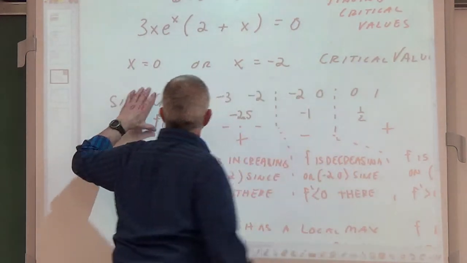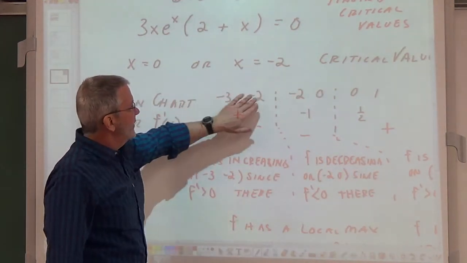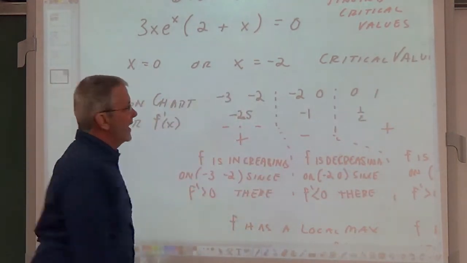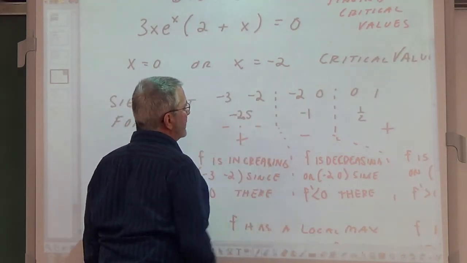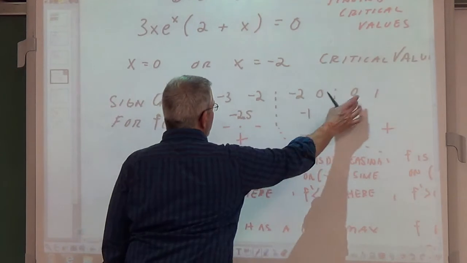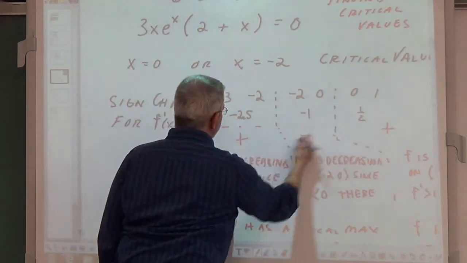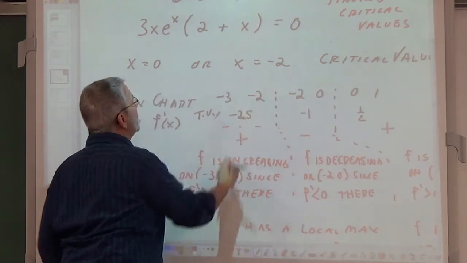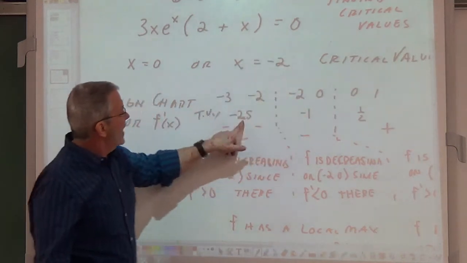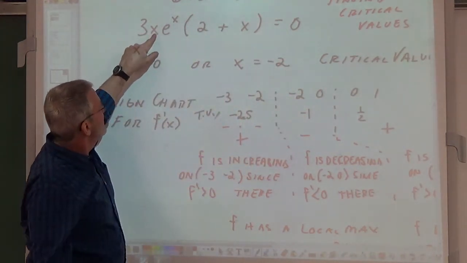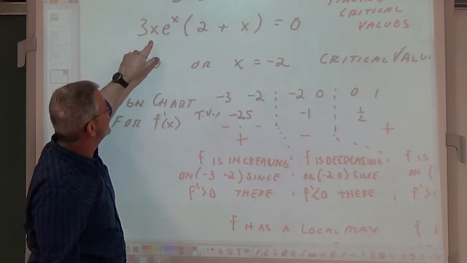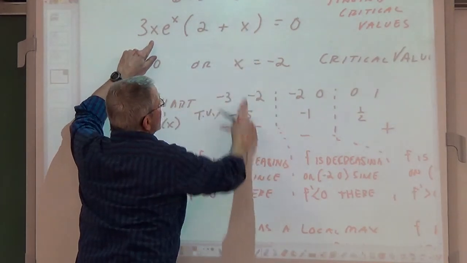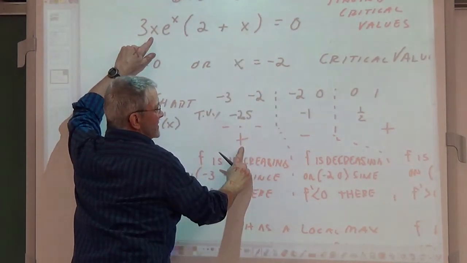So I'm going to set me up a sign chart for f prime. I'm going to go from negative 3 to 1, because that's the closed interval I'm looking at. From negative 3 to negative 2, critical value. From negative 2 to 0, 0 critical value, from 0 to 1. I'm going to take some test values here. These are called test values. I'm going to go negative 2.5, and I'm going to put negative 2.5 in the factored version of the derivative. 3 is always positive, e to the x is always positive, so I've got negative 2.5, and then 2 plus negative 2.5 is going to be negative. Negative times negative makes this positive.